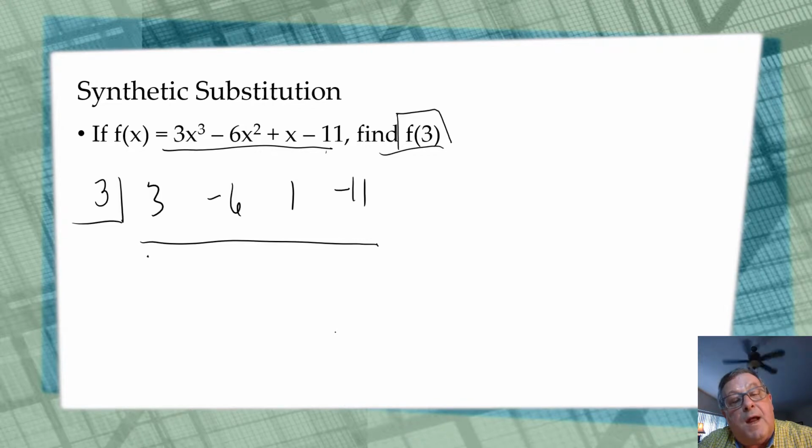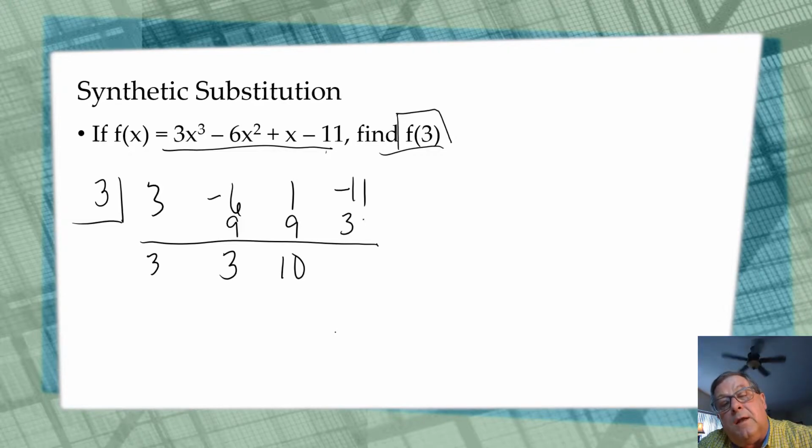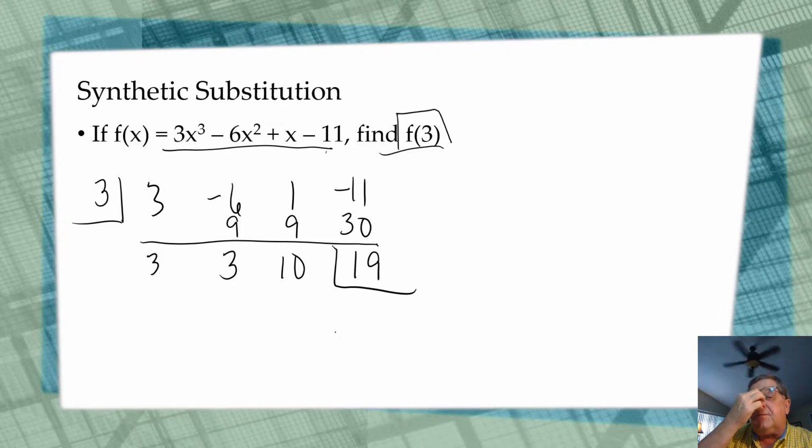Let's bring the 3 down, and 3 times 3 is 9. Negative 6 plus 9 is 3. 3 times 3 is 9 again. 1 plus 9 is 10. 3 times 10 is 30. And negative 11 plus 30 is positive 19. And that's my remainder. And that would be the value of f of 3 into this equation.